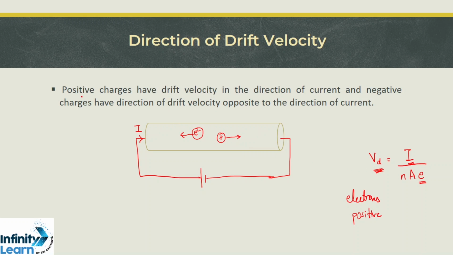So that is what we have over here. Positive charges have drift velocity in the direction of the current, and negative charges have the direction of drift velocity opposite to the direction of the current.